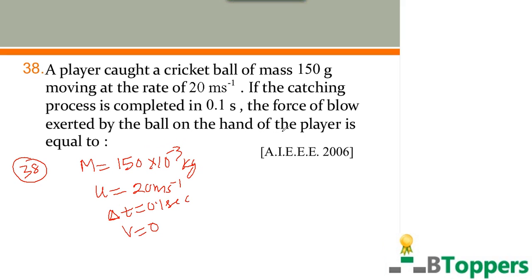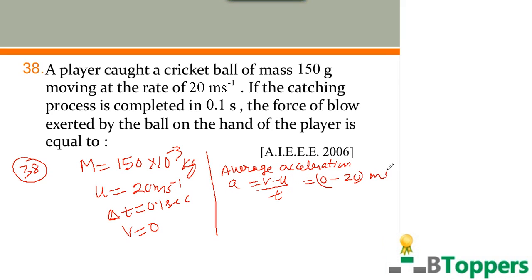The force of blow exerted by the ball on the hand of the player is equal to what? So the average acceleration of the ball during the catching process is equal to V minus U by T. We are giving the positive direction for the initial velocity of the ball here. So you get A equal to minus 200 meter per second square.